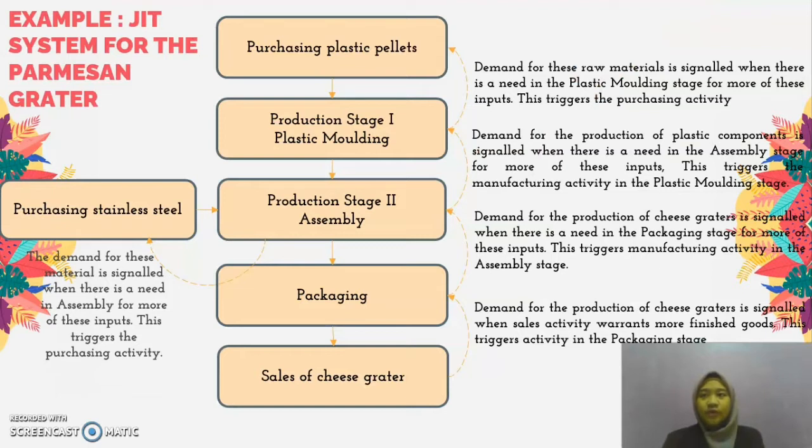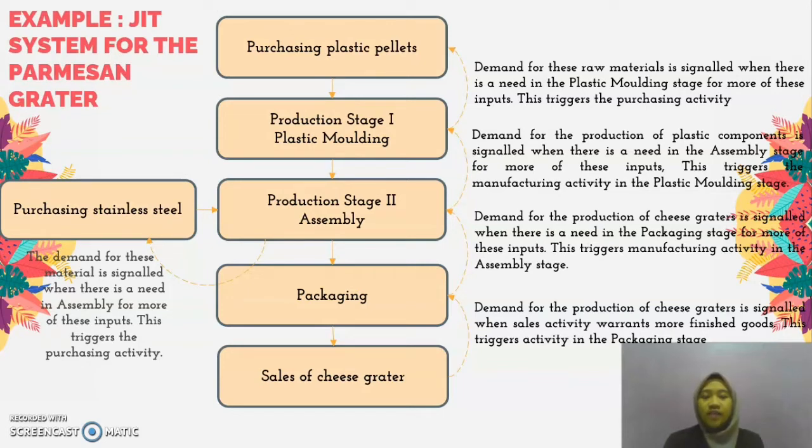Here we have an example, which is the JIT system for the Parmesan grater. As you can see from the diagram, the solid arrows represent the manufacturing activities, which run from one production stage to the next. The dashed line arrows represent the signals that trigger more production activities in each stage, which come from the next stage of production. So we will start from the sales of the cheese grater. The sales order for the cheese grater will trigger their production. Therefore, the demand for production of the cheese grater is signaled when the sales activity warrants more finished goods.